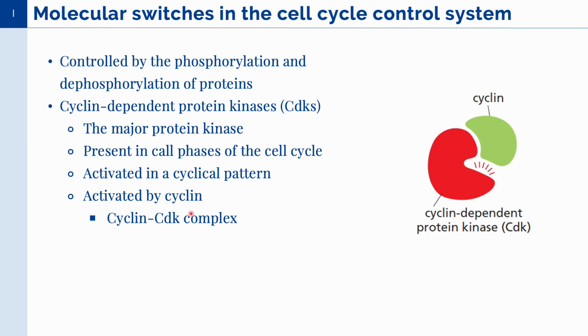And the way that they are activated is by another protein called cyclin. And together, they form the cyclin-CDK complex. So without the cyclin, even though the CDK is present in the cell, it cannot function. That's why it's called a cyclin-dependent protein kinase.